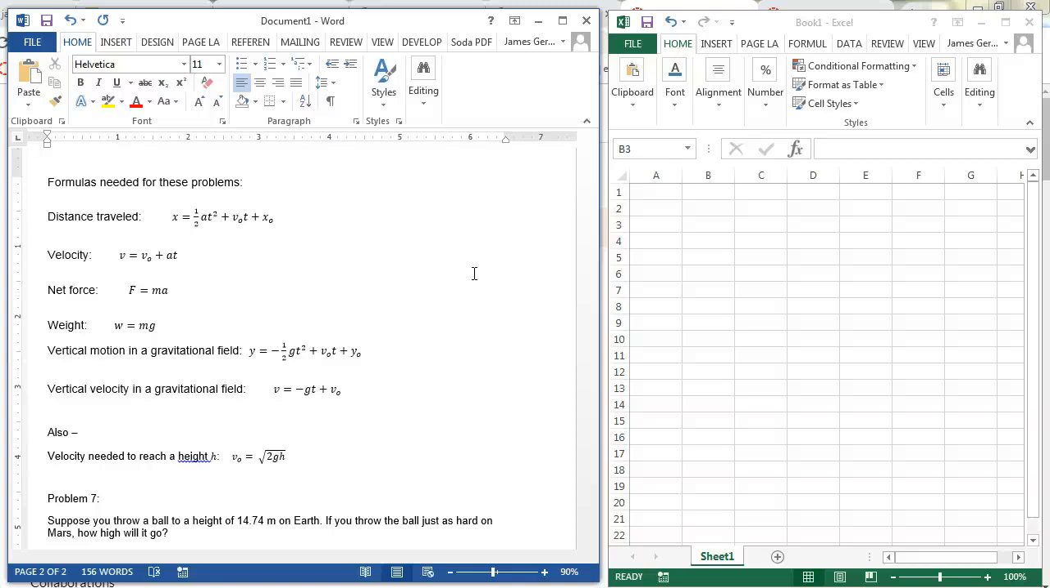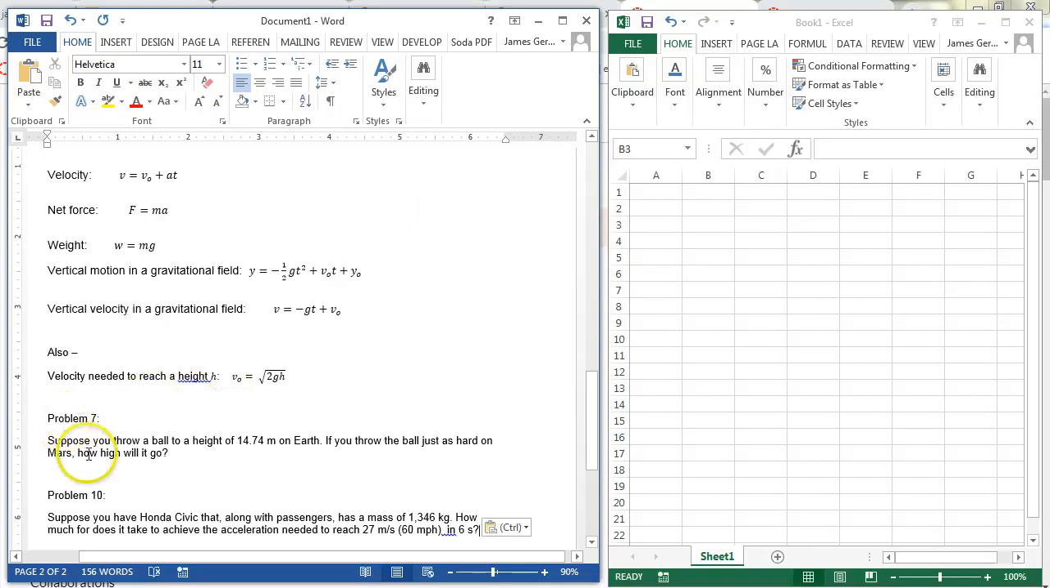For homework 3, we're going to look at two problems. We're going to look at problem 7, when you throw a ball up to a height on Earth and you ask how high will it go on Mars. And we're going to look at problem 10 with the Honda Civic.